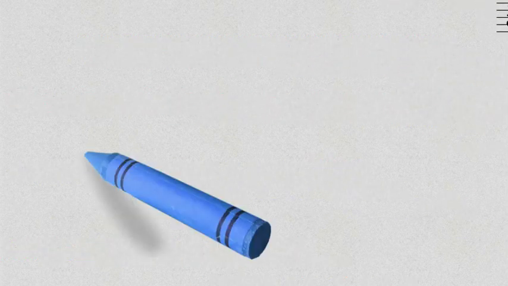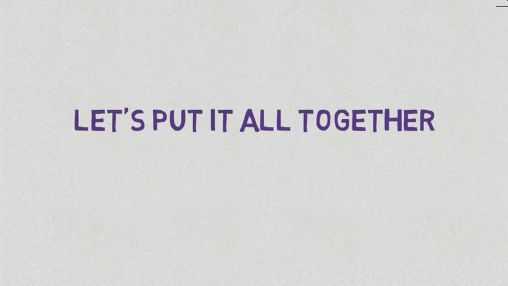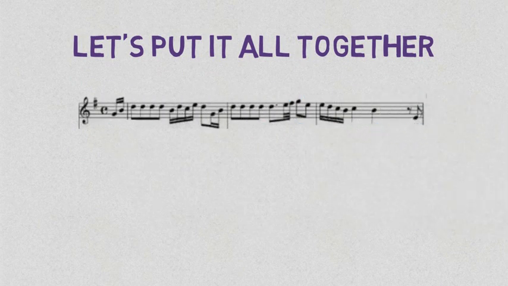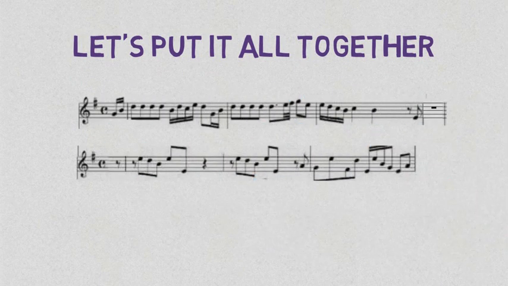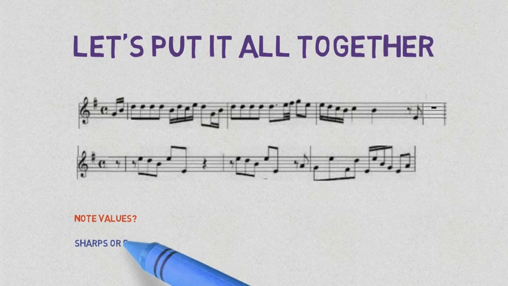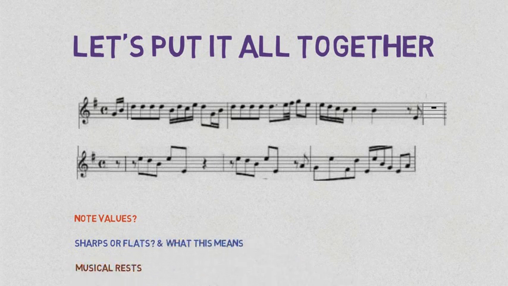Now, let's try and put all of these things together. Below is a short piece of music. It has multiple note values and musical rests. You should be able to understand all of these note values, note if there are any sharps or flats and what these mean, and also interpret the value of the musical rests.